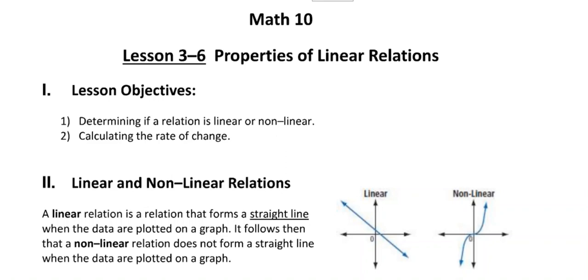All right, 3.6 properties of linear relations. Good news is you guys have done this. This was Math 9. We made straight lines. Do you guys remember this equation? It was y is equal to mx plus b.